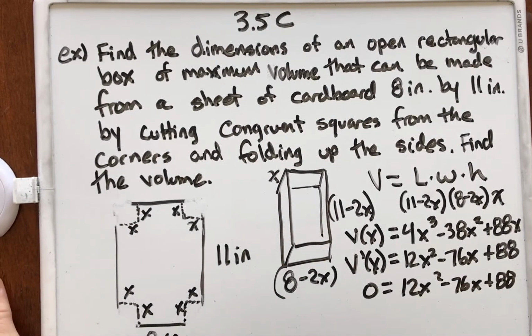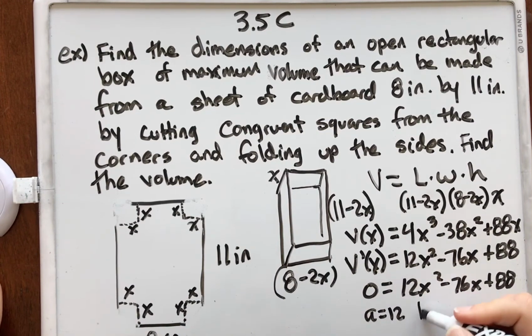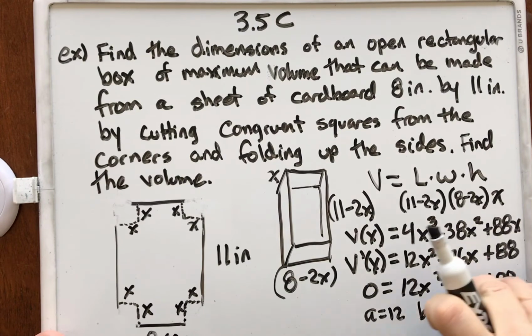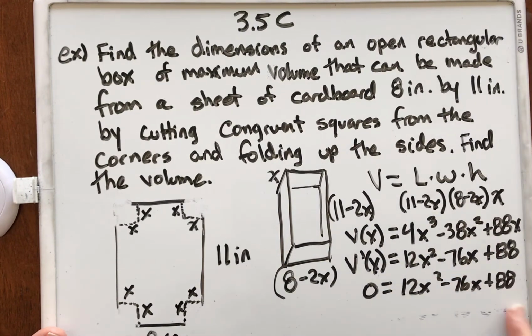All right, is this factorable? Well, it might be, but we're not going to take our chance and waste our time. Let's just use the quadratic formula. So we're going to say A equals 12, B equals negative 76, and C equals 88. Actually, I'm going to do something else. I notice they all have something in common. I'm going to make it easier on myself to calculate. What do they all have in common? They all have a 4. So let's divide everything by 4.